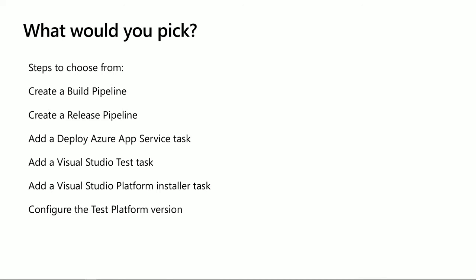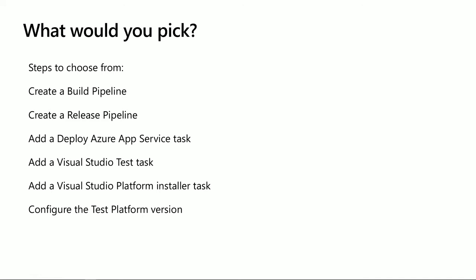We're testing it. It's in a test phase, it's not in a release phase. Now, of course, you could do this in a release phase, but that's not really what we're focused on here. We're focused on a test environment, a QA environment, right? So we'll most likely choose a build pipeline. Then it says add a deploy Azure App Service task, add a Visual Studio test task, add a Visual Studio Platform installer task, and configure the platform version.